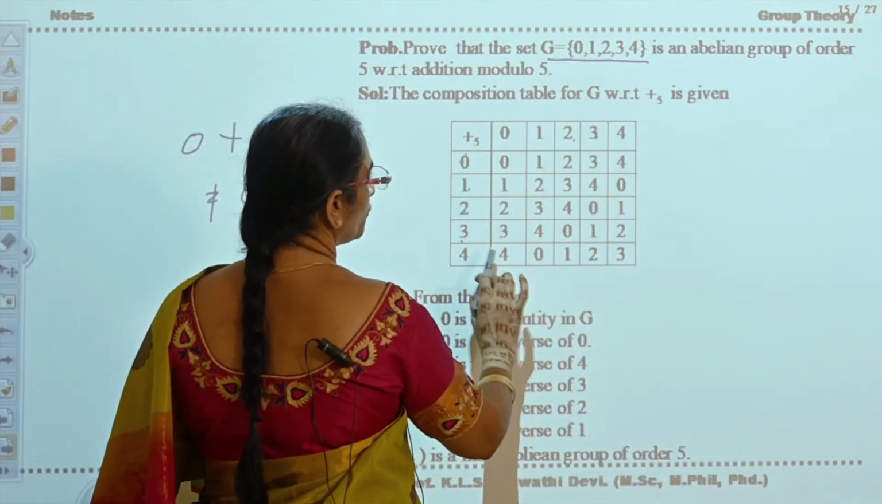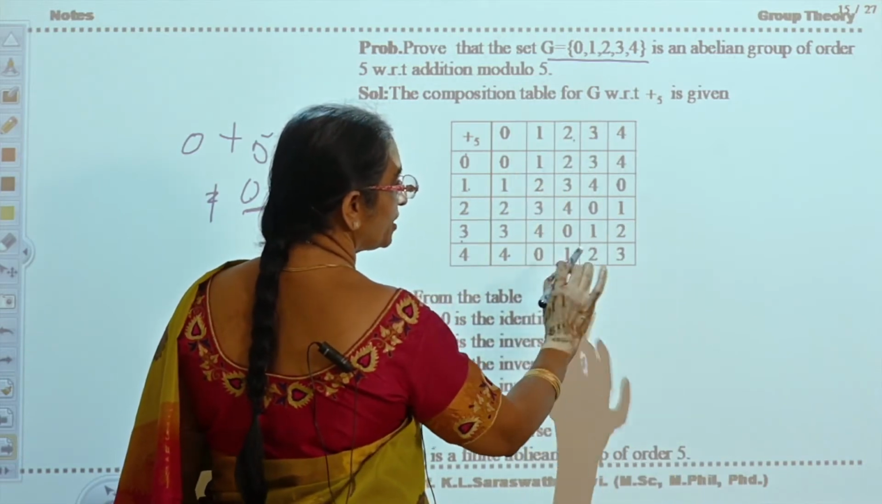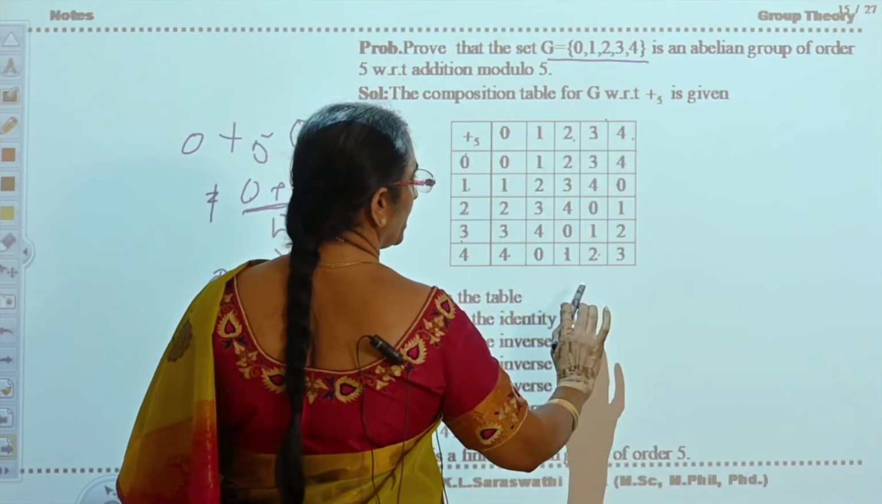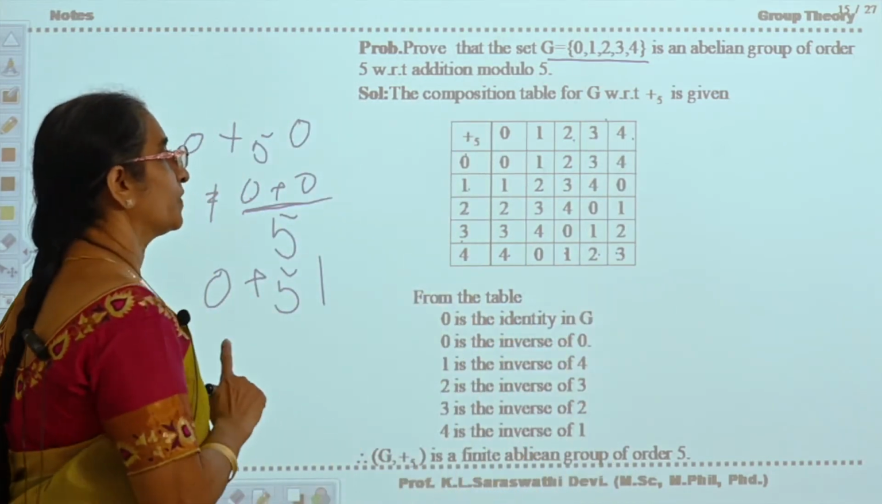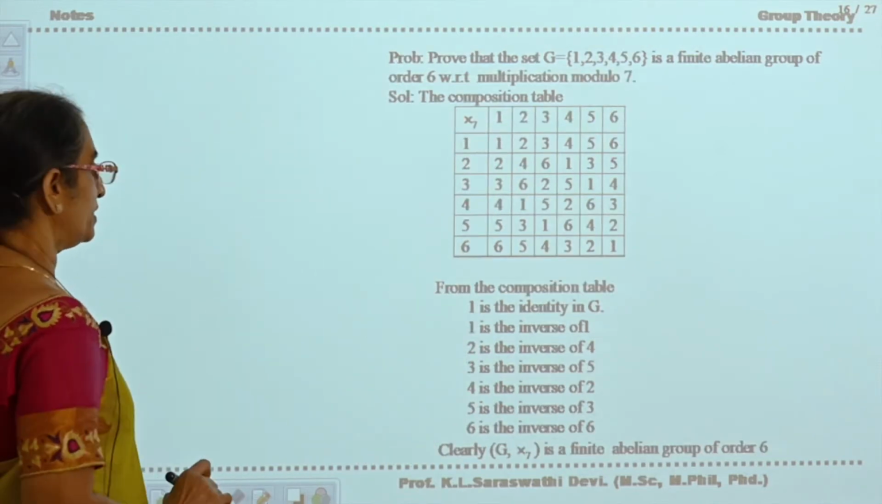Similarly, 4 plus 0, 4. 4 plus 1, 0. 4 plus 2, 6. 6 by 5, remainder is 1. 4 plus 3, 7. 7 by 5, remainder is 2. 4 plus 4, 8. 8 by 5, remainder is 3. Therefore, 3 you got. Now, you are able to know the table, is it?